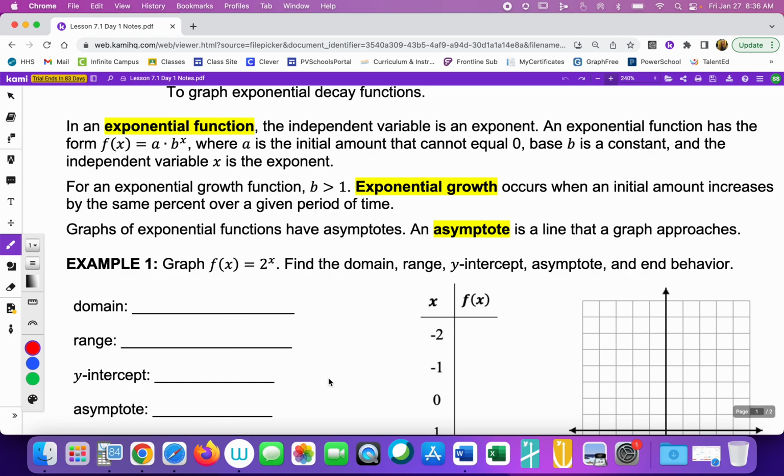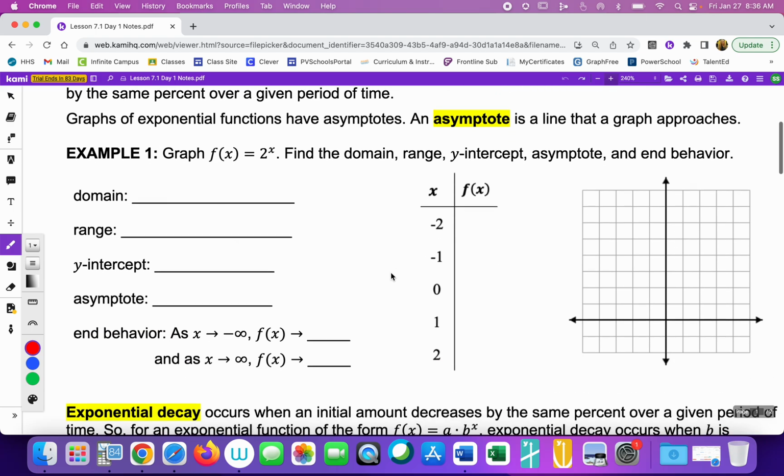Graphs of exponential functions have asymptotes. It would be a horizontal one. Okay. And then that would be the line the graph would approach but not touch. So we'll be identifying that to help us with domain and range. And then end behavior we'll also be bringing in as well.